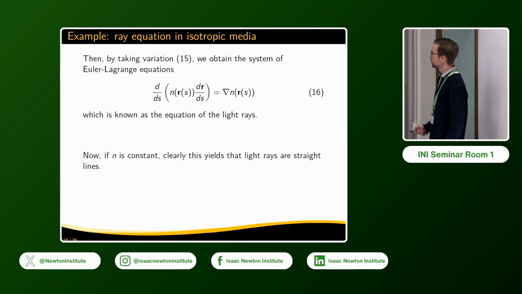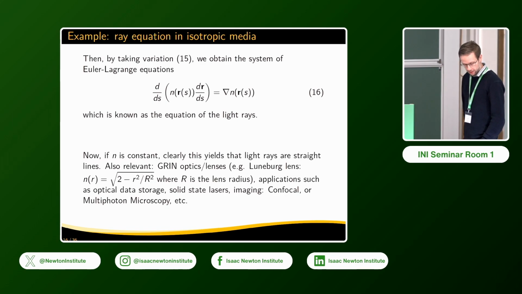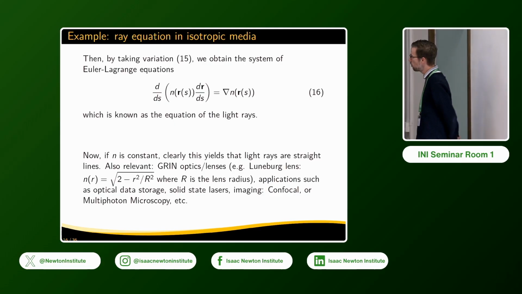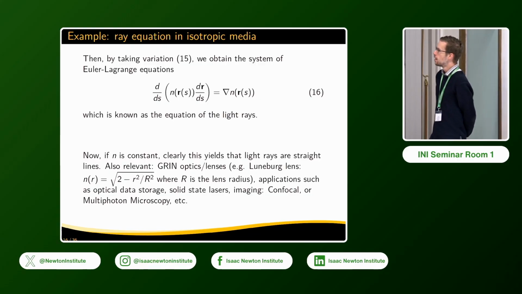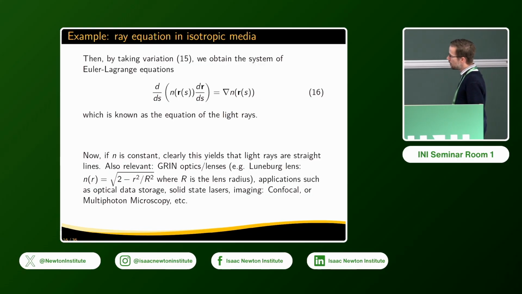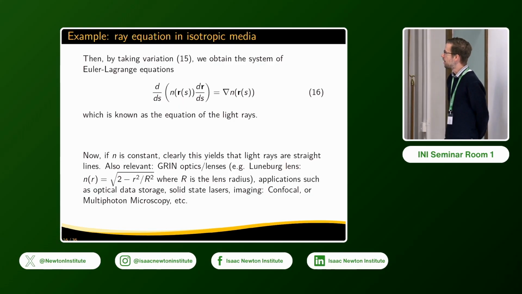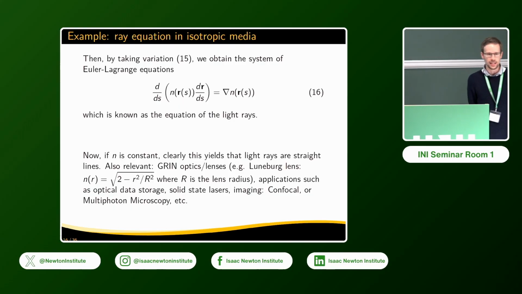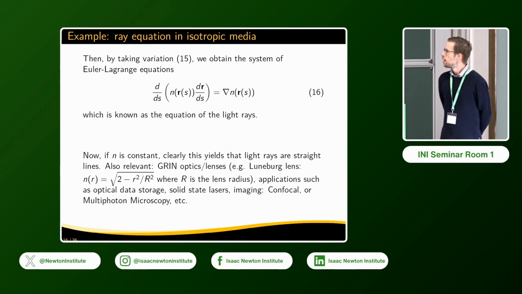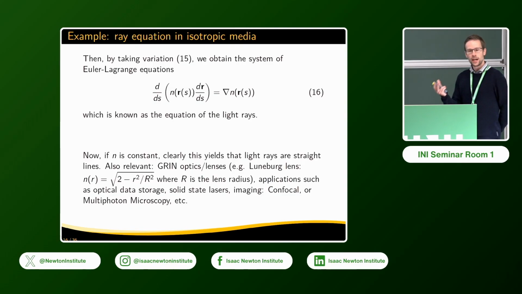If n is constant, then we see straight lines. But I also wanted to bring up the following. This comes up quite often when you're studying so-called gradient index optics, sometimes called GRIN optics or GRIN lenses. This is not necessarily new. There is a very classical lens called the Lundberg lens and a related lens called the Maxwell fisheye, where, for example, if you say that your refractive index is radial, maybe you can say something more about this equation.